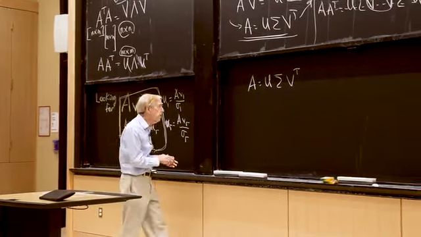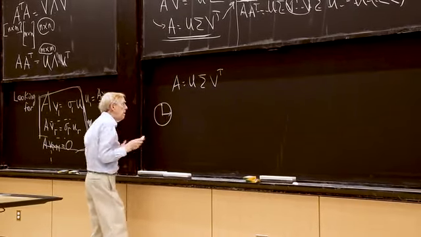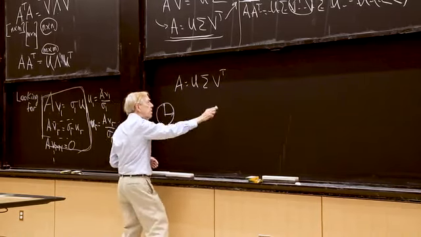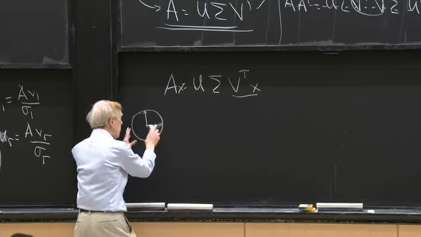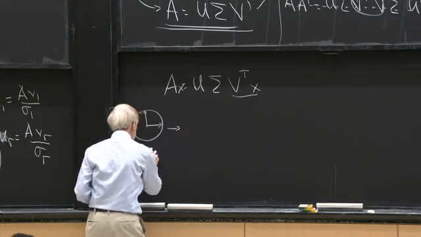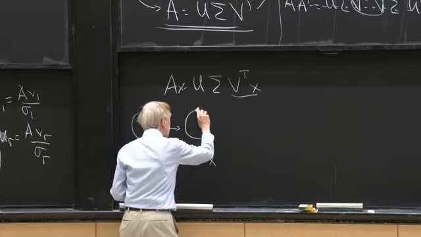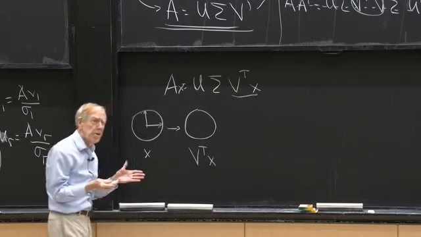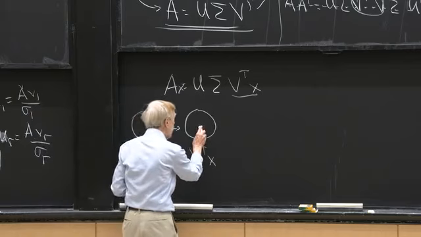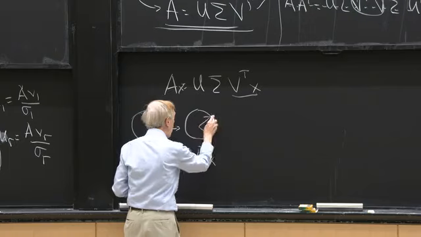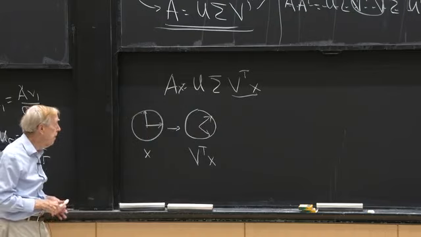So now I'm just going to draw the picture. So here's unit vectors. And the first thing, if I multiply by x, this is the first thing that happens. So that rotates. Here's x's. Then V transpose x's, that's still a circle. Length didn't change for those when I multiply by an orthogonal matrix, but the vectors turned. It's a rotation. Could be a reflection, but let's keep it as a rotation.